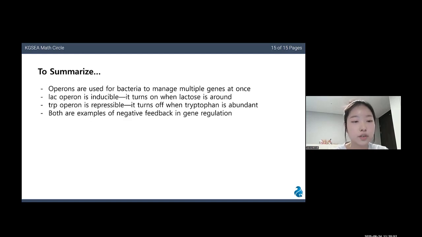So the key takeaways from today are, first, gene regulation is how cells control which genes are expressed, and operons are a system of grouped genes controlled by one promoter and an operator, commonly used in bacteria. The lac operon is inducible, which means it's off by default and turns on when lactose is present. On the other hand, the trp operon is repressible and is on by default and turns off when tryptophan is present. Both systems are based on negative feedback, helping the cell save energy and respond to its environment.